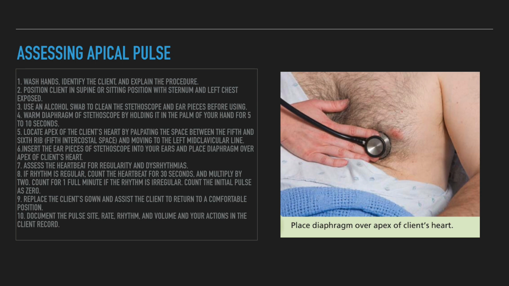Count the initial pulse as 0. Rationale: prevents overestimation of pulse. Heart rate is more accurate when counted over a longer period if the rate is irregular. Then, replace the client's gown and assist the client to return to a comfortable position. Rationale: provides for client comfort. Last, document the pulse site, rate, rhythm, and volume and your actions in the client record.